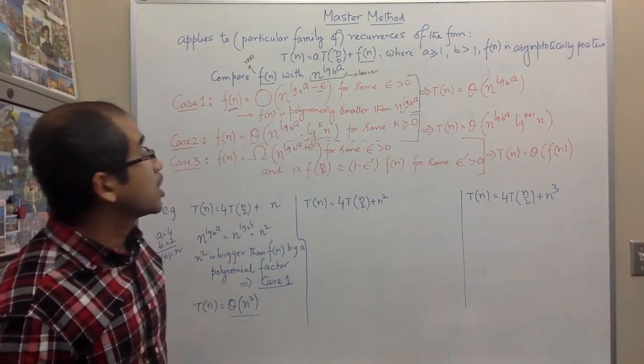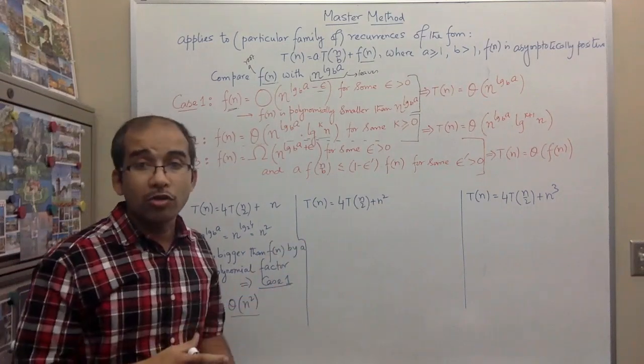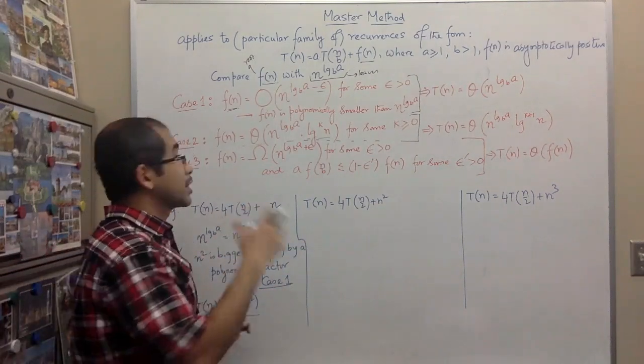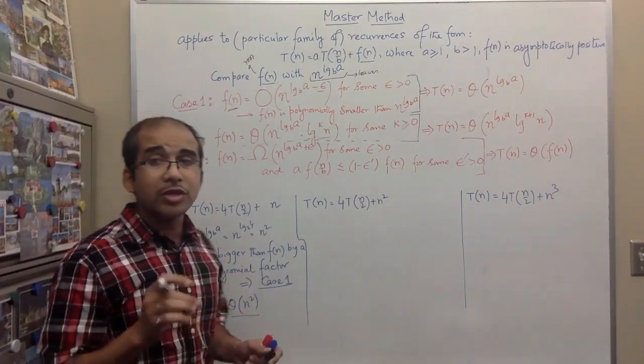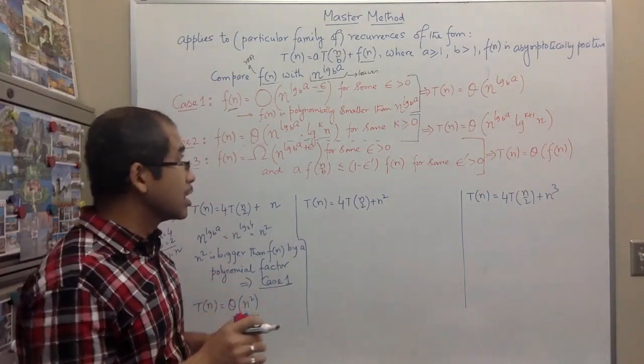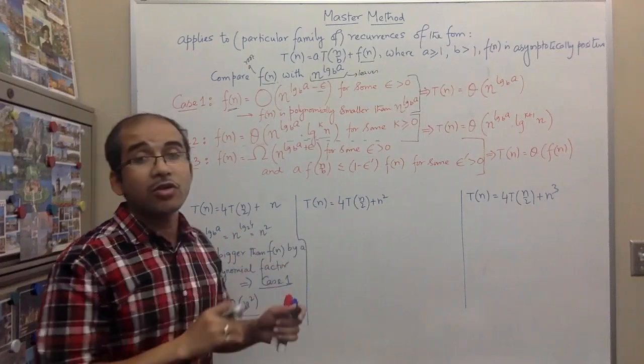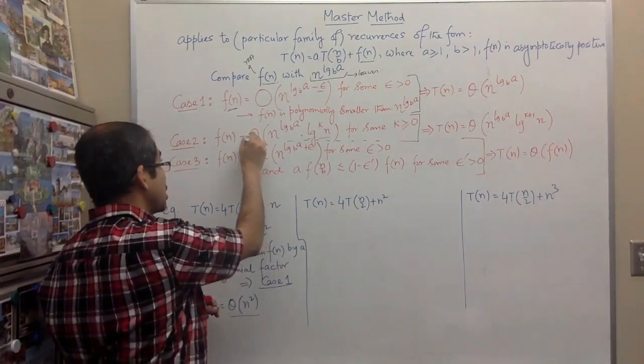So it's up to a polylogarithmic difference between the root and the leaf. It's not a polynomial difference, just a polylogarithmic, a very, very slow difference. That means their growth rates are within a constant factor of each other. That's why it's theta. Remember it.